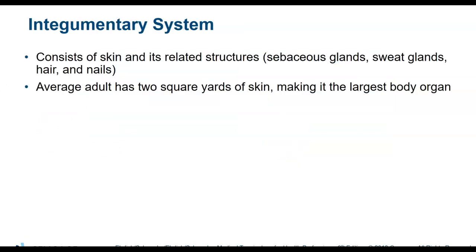So the integumentary system consists of the skin and all of the related structures. And those structures are the sebaceous glands, the sweat glands, the hair, and the nails. The integumentary system is the largest body system because it has about 2 square yards of skin. So when we look at the largest body system, it is indeed the integumentary system.